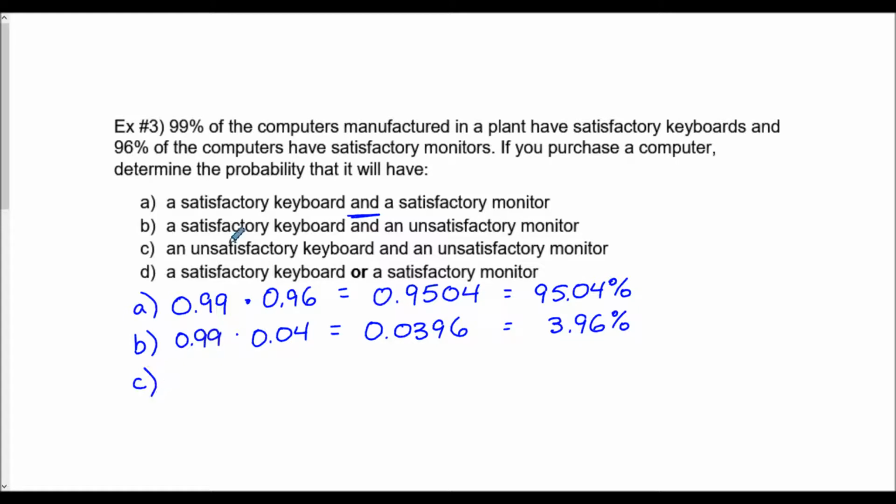Continuing on, an unsatisfactory keyboard and an unsatisfactory monitor. Well, unsatisfactory keyboard occurs 1% of the time. An unsatisfactory monitor occurs 4% of the time.